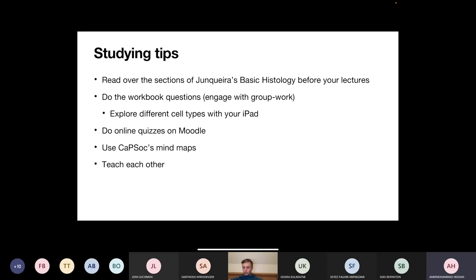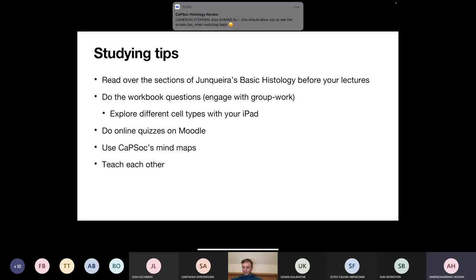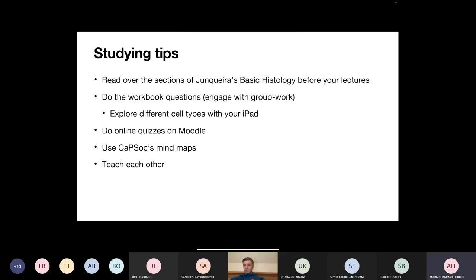Use CaPSoc mind maps. We do have great mind maps uploaded onto our website. I can't really guarantee the correctness of them, because I made them and I'm not sure if I didn't make a mistake in them, but they are very useful. I use them for my own revision, and you could save time from making your own mind maps by using these. And finally, teach each other. I think it's a great way to learn.